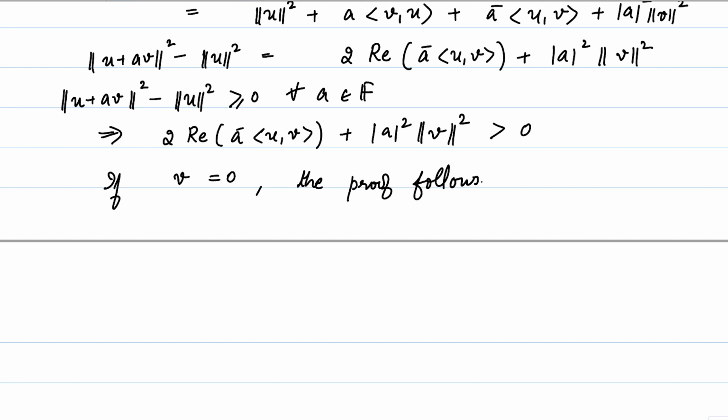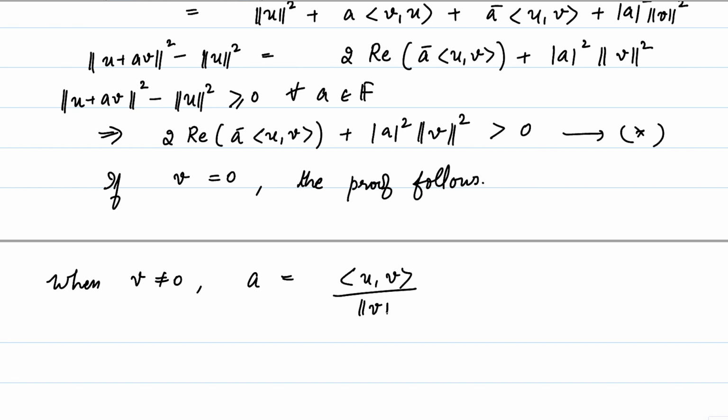So we may assume without loss of generality that v is not equal to 0. So when v is not equal to 0, let's pick a very special a. This is after all satisfied, the star is satisfied for all a in F. So let's pick a to be equal to the inner product of u with v by the length of v square. Let's pick this particular scalar and let's see what happens.